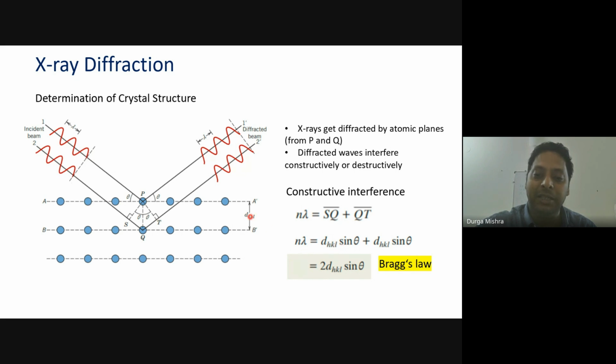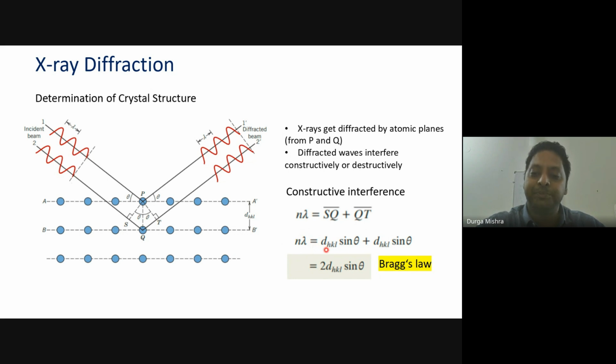So the d here represents the distance between the two planes, which you call the interplanar distance. Now you just add up, and if it is equal to an integer multiple of lambda, in that case you will get a constructive interference, otherwise you will get a destructive interference. So if you have a constructive interference, that means you have a maximum intensity.